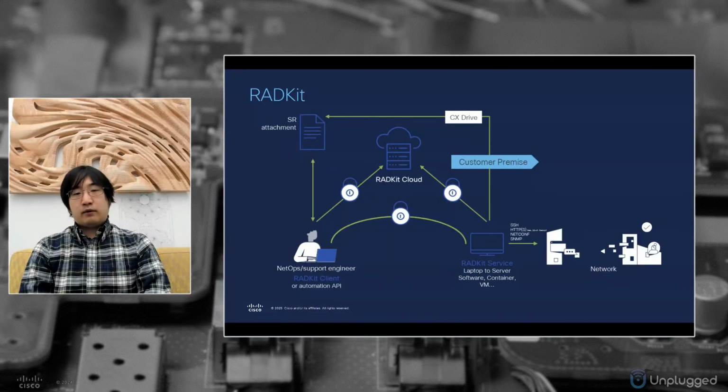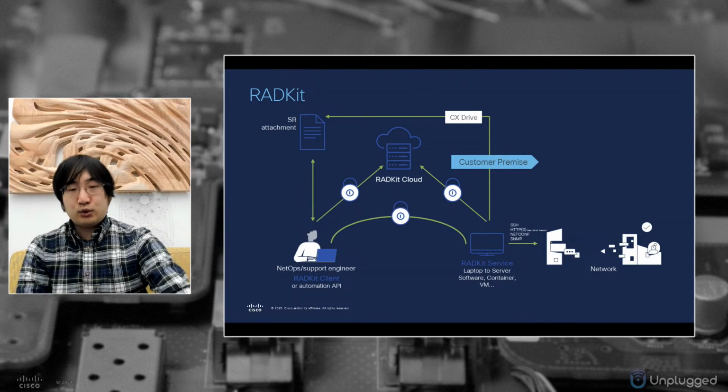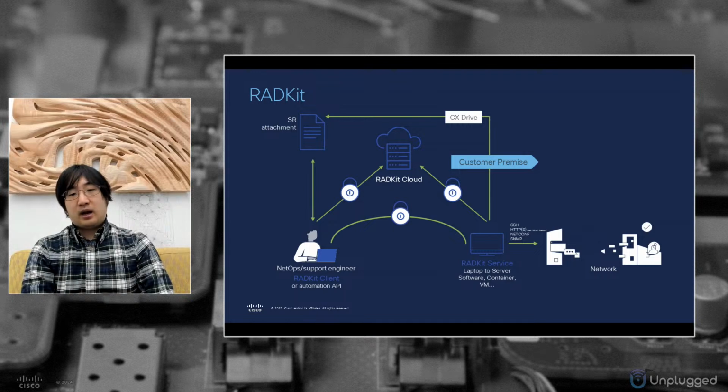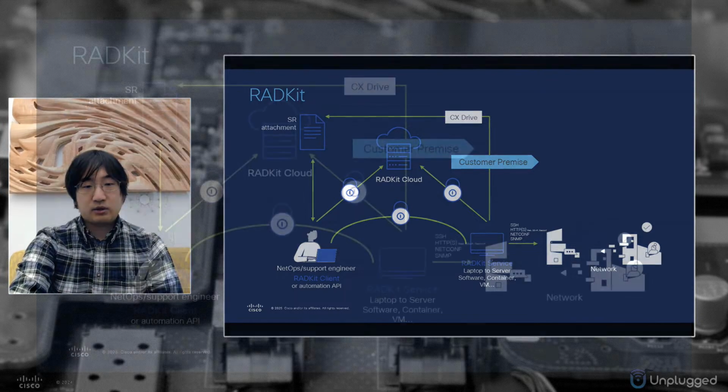So just a high level overview of where communication works and how things work. We have the customer premise on, which will probably be your right. What happens is the engineer will log into what's referred to as the RadKit cloud, and the RadKit service will also go in from there. So communication works from that direction for authentication.